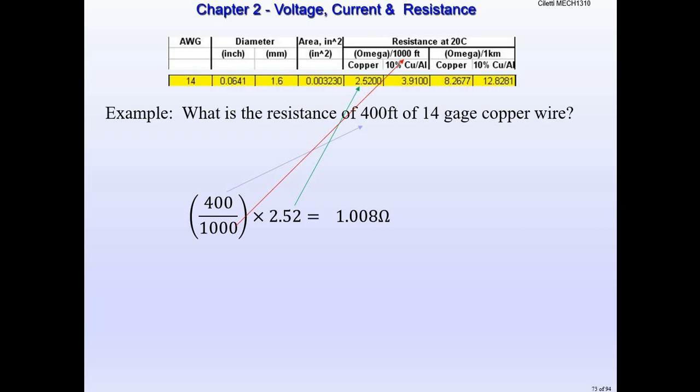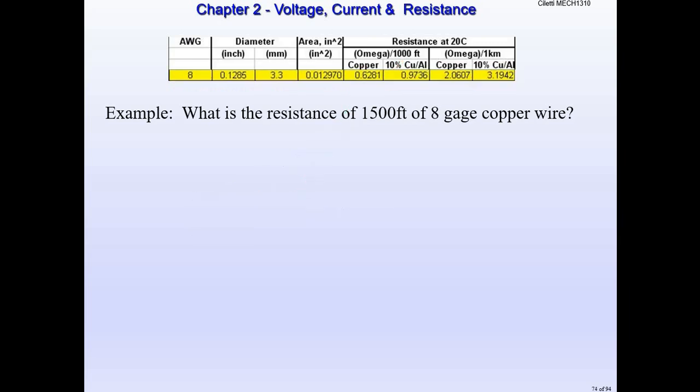All right, let's do one more example here. Why don't you give this one a shot on your own? So pause the video and see if you can calculate this. This is for what's the resistance of 1,500 feet of 8 gauge copper wire. You will have to do this on the test.